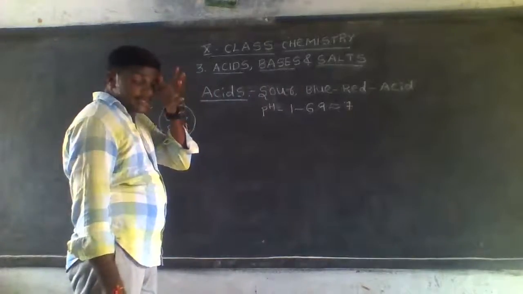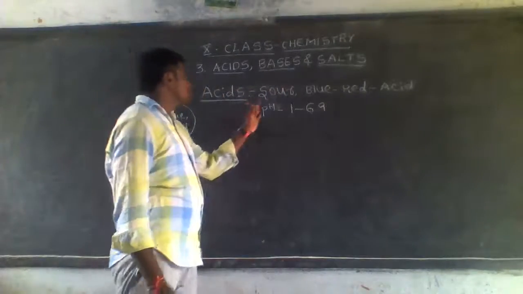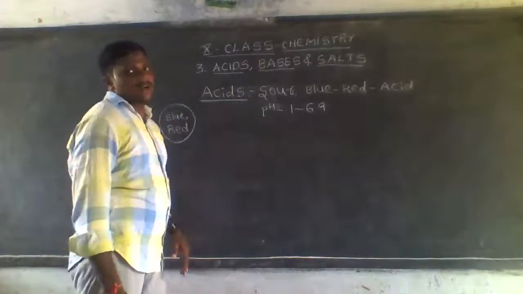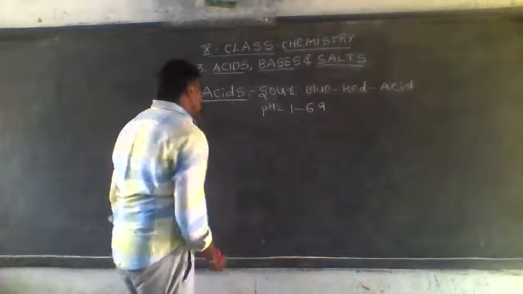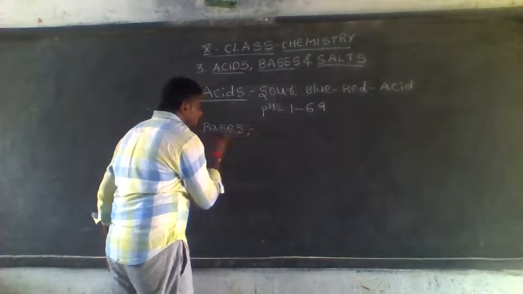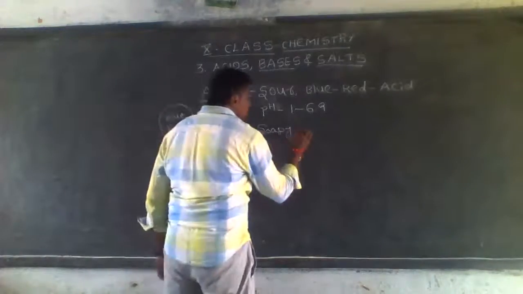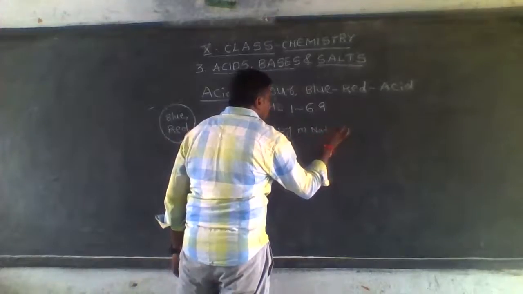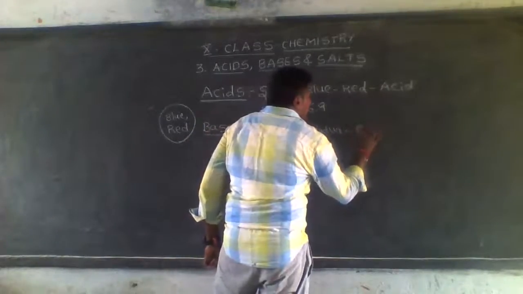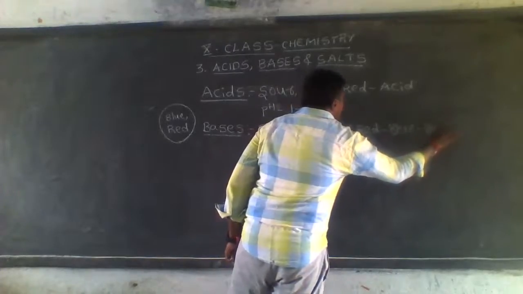Acid pH is 1 to 6.9, less than 7. So pH means percentage of hydrogen, and we can read pH further in the next chapters and topics on acids, bases and salts. Now bases. Bases are soapy in nature. Chudaniki sabbu madriga jaaripothundi, chetulakelli jaaripothundi bases. Red litmus converts to blue, red color to blue. So this is base.